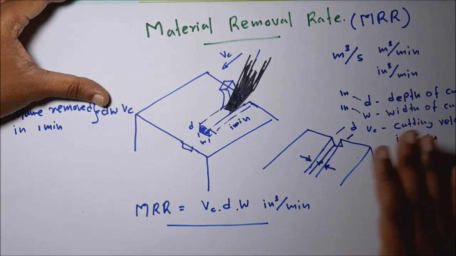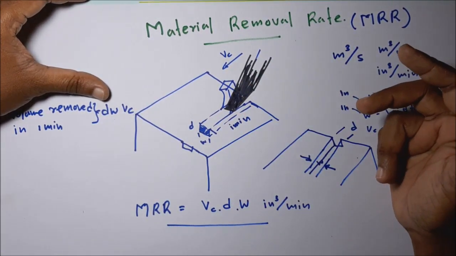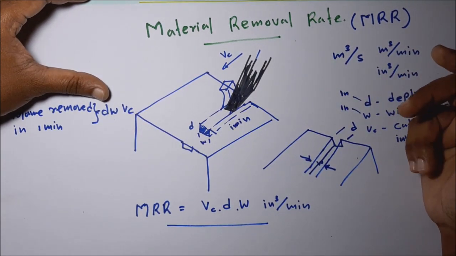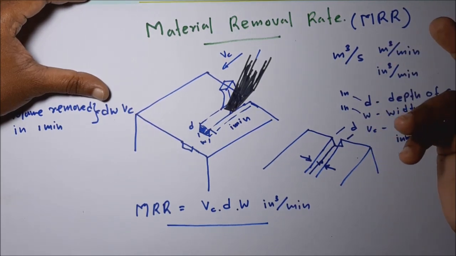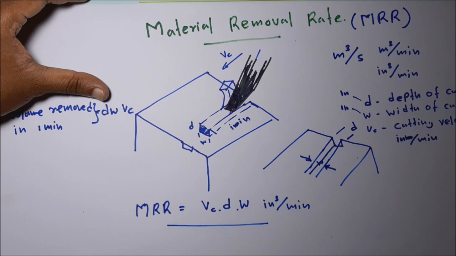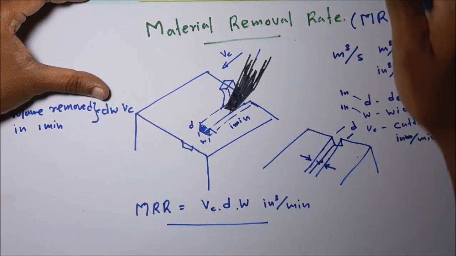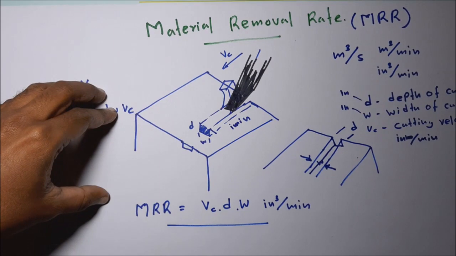In general, this is the material removal rate in a simple machine operation, but according to the type of machining, it may vary. For example, for the turning operation we get another equation, and for a milling operation we get a separate equation. So in general this is the equation for material removal rate. Let's take another example: the material removal rate in a turning operation.